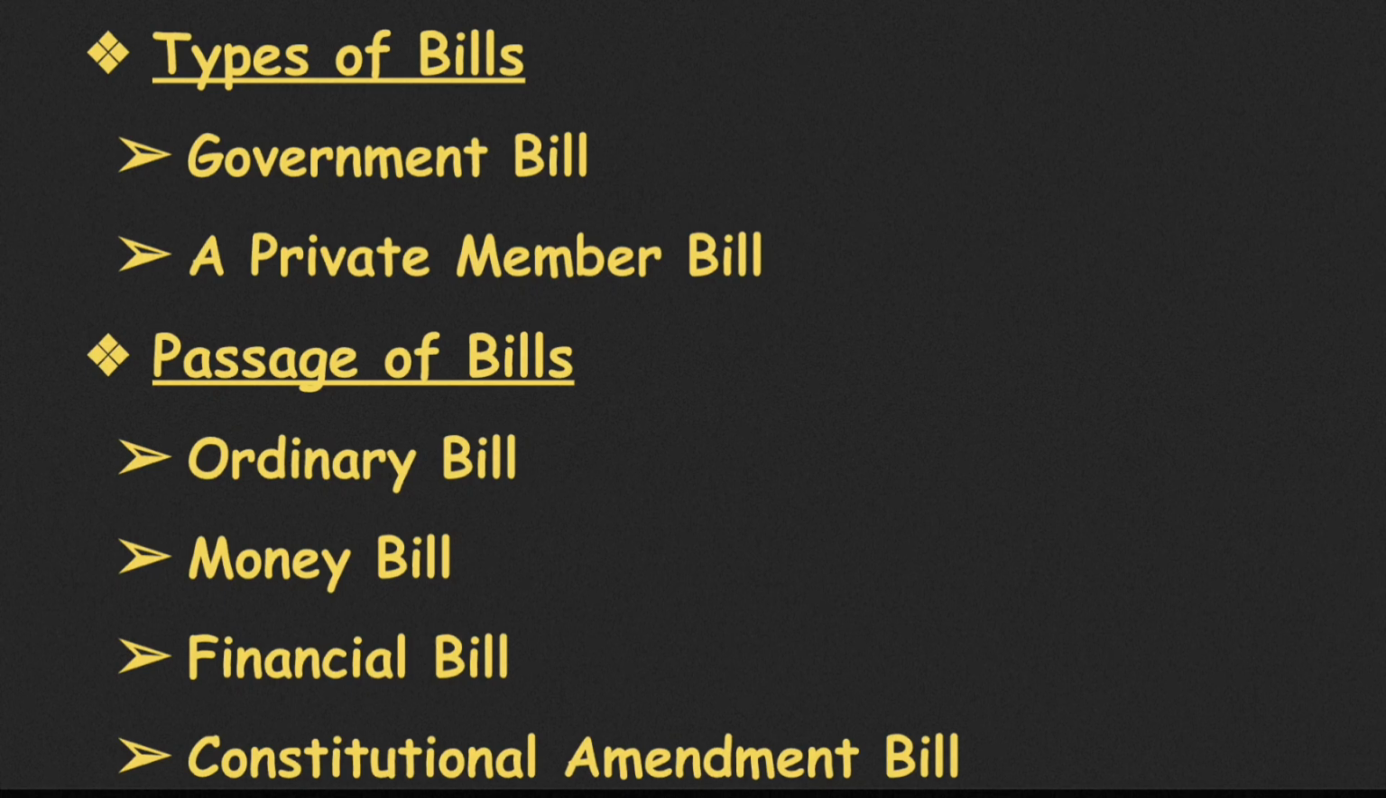After it is passed by the houses of Parliament, it is presented to the President, who can give his assent or declare that he withholds assent. This is mentioned in Article 111, and he cannot return the money bill to Parliament for reconsideration. A money bill can be introduced only with the prior recommendation of the President. And if any question arises whether a bill is a money bill, the decision of the Speaker of the Lok Sabha is final.